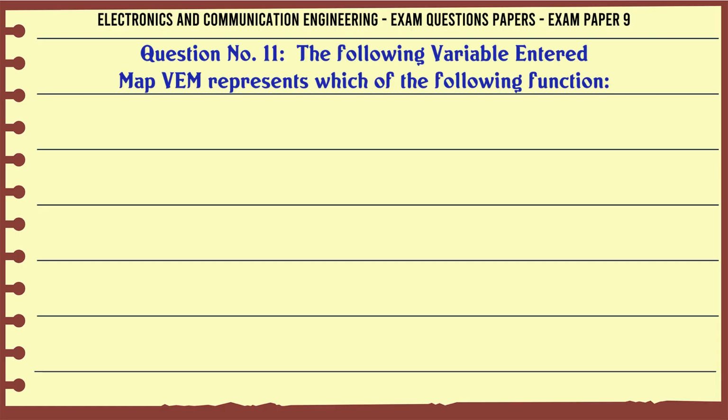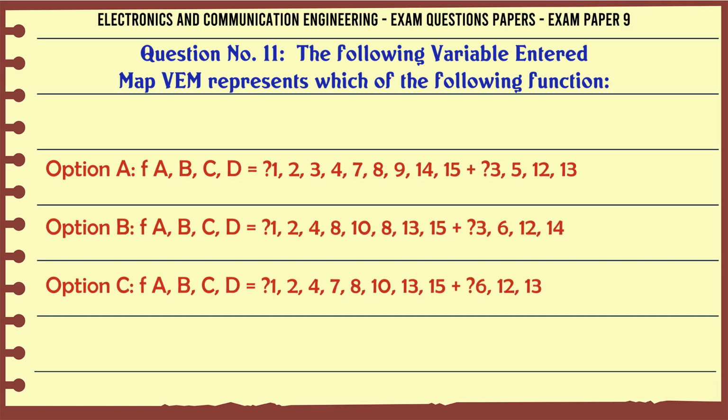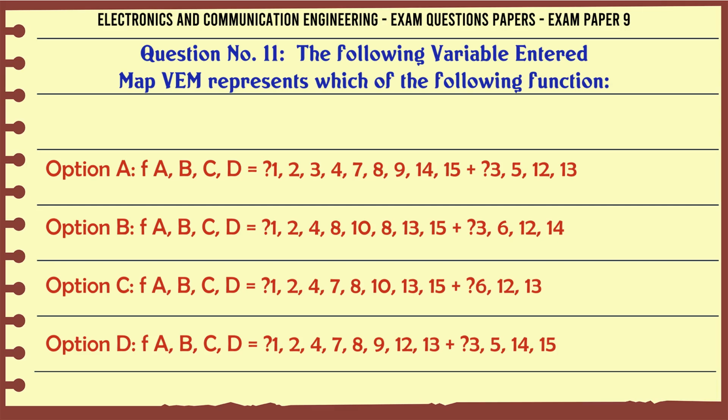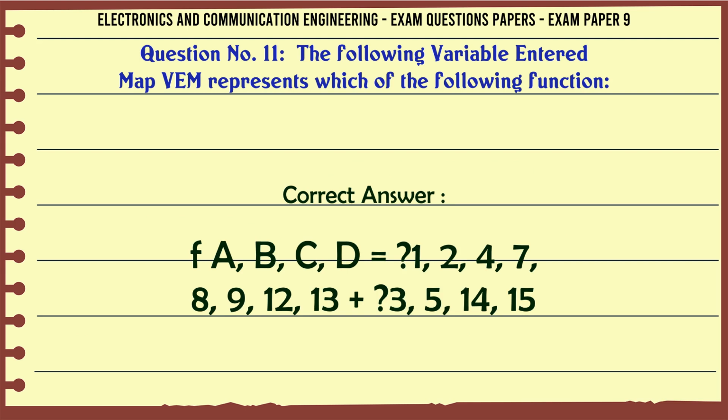The following variable entered map VEM represents which of the following function? A) F(A,B,C,D) = 1 2 3 4 7 September 2014 15 3rd May 2012 13. B) F(A,B,C,D) = 1 2 4 August 2010 8 13 15 3rd June 2012 14. C) F(A,B,C,D) = 1 2 4 7th August 2010 13 15th June 2012 13. D) F(A,B,C,D) = 1 2 4 7 8th September 2012 13 3rd May 2014 15. The correct answer is F(A,B,C,D) = 1 2 4 7 8th September 2012 13 3rd May 2014 15.